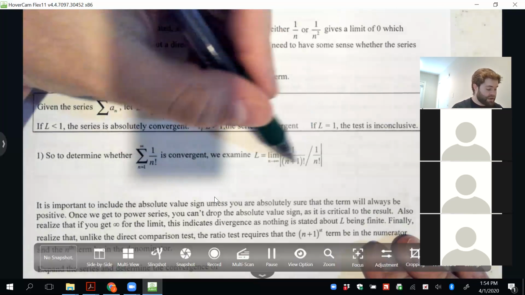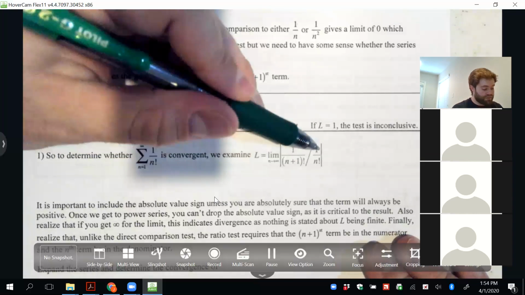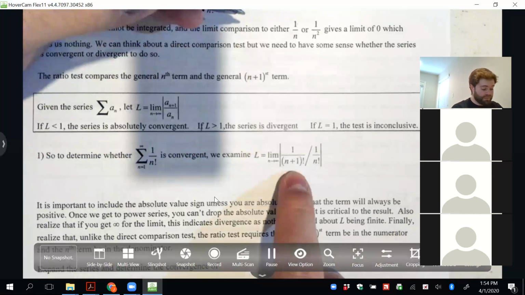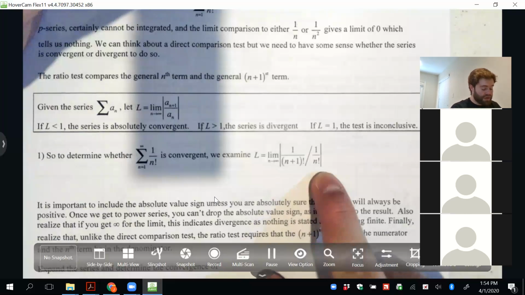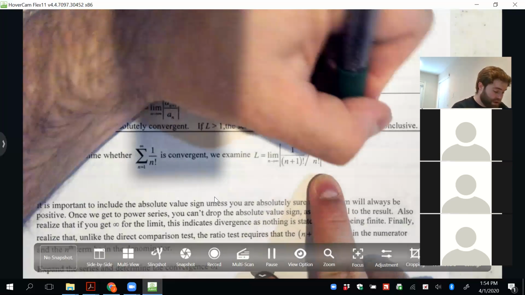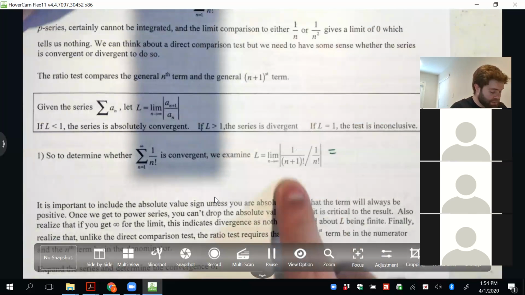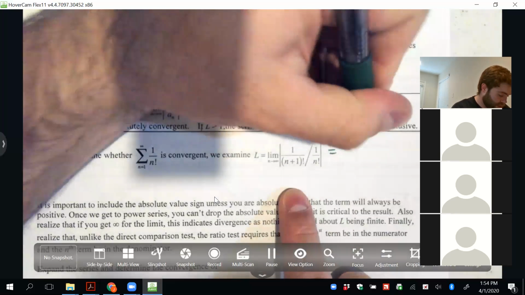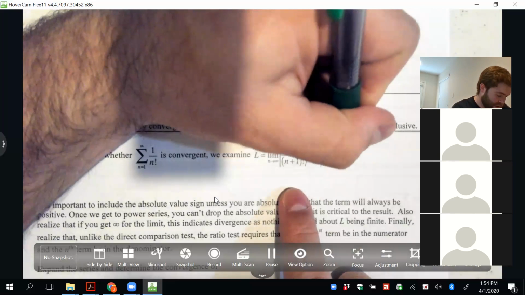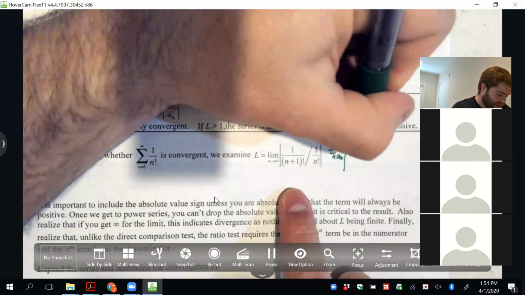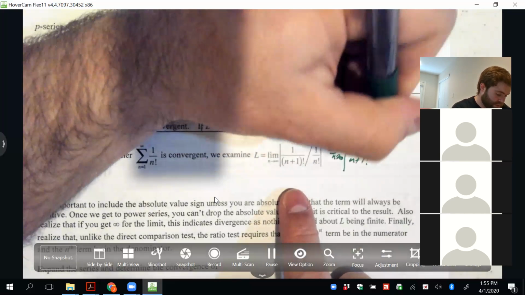So they have here 1 over n plus 1 factorial over 1 over n factorial. They plugged the expression n plus 1 in for n, then put it over 1 over n factorial. And then when we do that, we're going to flip and multiply. And so we have, I should still have my limit notation, the limit as n approaches infinity of n factorial over n plus 1 factorial.